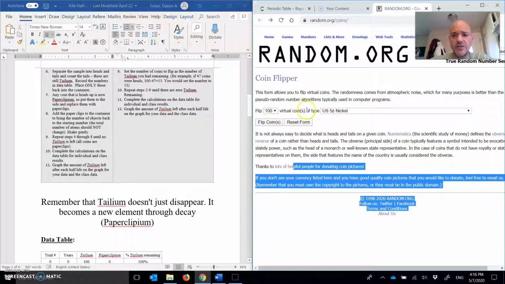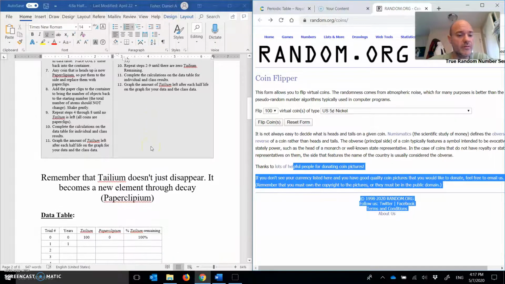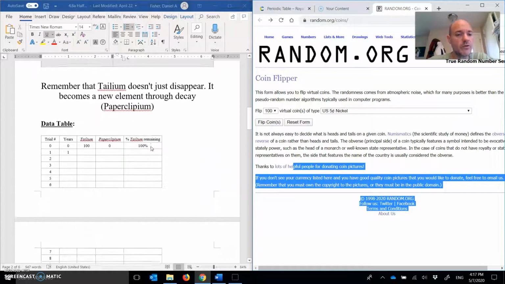I've got 100, I decided nickels just because those fit the best, although now that I've gone to a half screen, it's probably not going to fit the best. So we'll go with what we got, and we're going to record stuff on our data table.